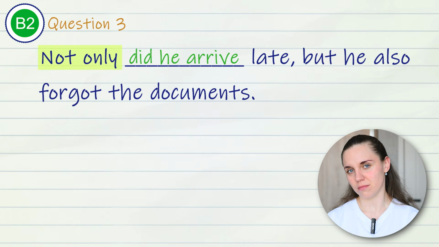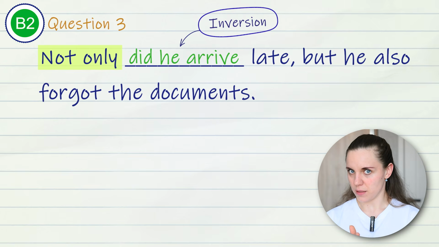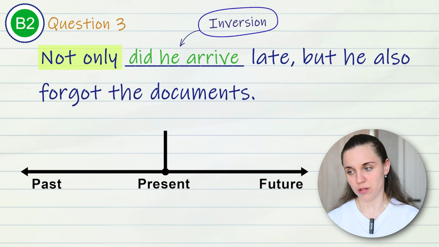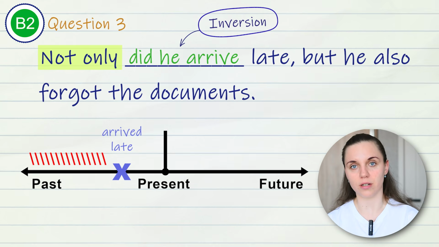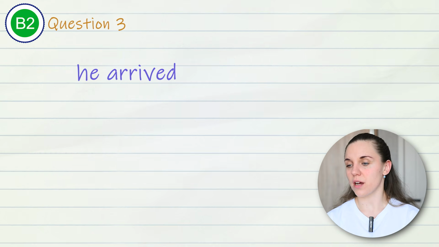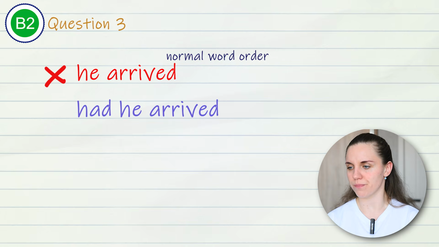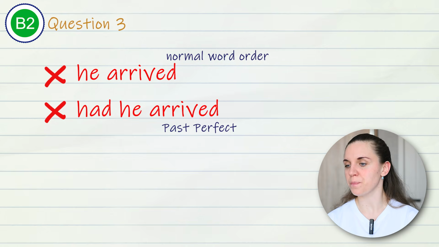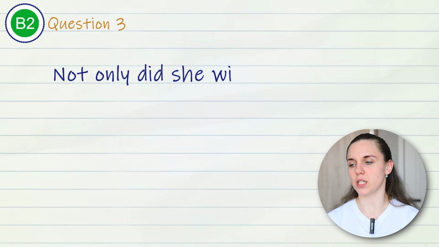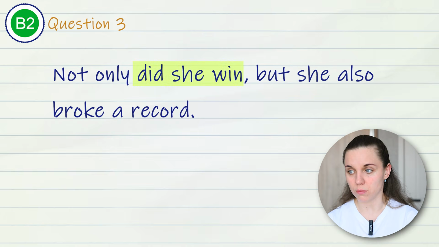All right, why? After not only, we use inversion. Here we use past simple because the action, arrived late, happened in the past, and there is no earlier past action. So, he arrived, it's just the normal word order, it doesn't work after not only. And had he arrived? No, past perfect is not needed here. For example, not only did she win, but what else? But she also broke a record. Good for her. All right.